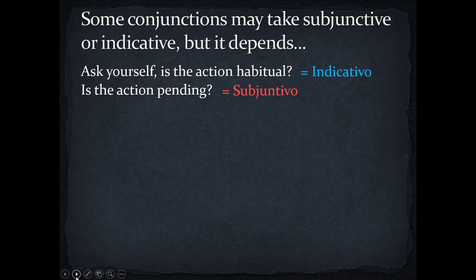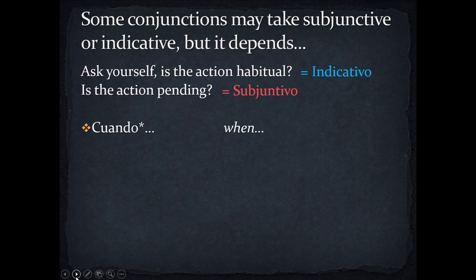So once again, you have to ask yourself, is the action that they are introducing something habitual that happens all the time? It's indicativo, indicative. Is the action that we're about to refer to something pending? It's going to be subjunctive. So we'll look at the 4 expressions, and then once we're done with the 4, we'll look at sample sentences.